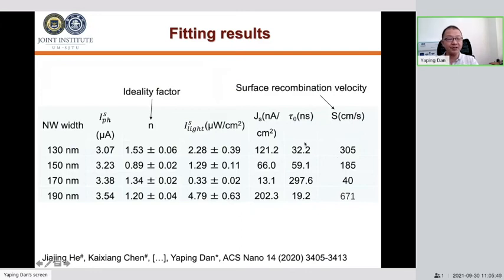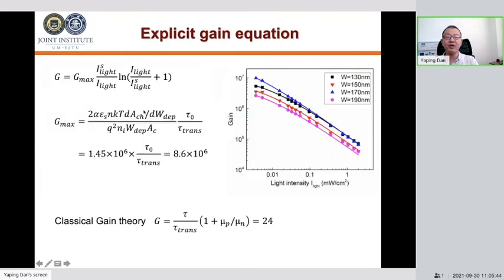And since we have this minority recombination lifetime, we can plug it back into this equation, and the maximum gain will reach this expression. These equations are all based on the physical parameters of the nanowire, and the gain is equal to 1.45 times 10 to the 6 times the minority carrier recombination lifetime divided by the transit time.